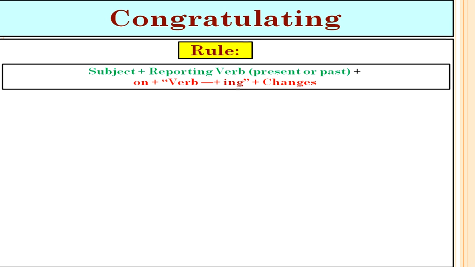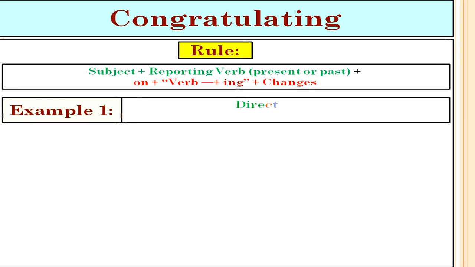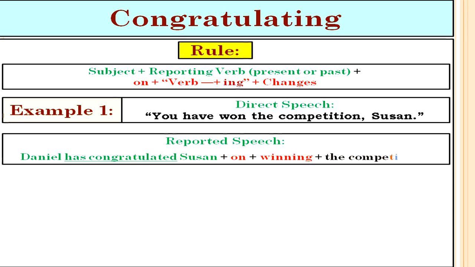Now let's see the first example. The sentence in direct speech: You have won the competition, Suzanne. In reported speech, we have one case. This time we have the reporting verb in the present tense. So the sentence is Daniel has congratulated Suzanne plus on plus the verb plus ing.